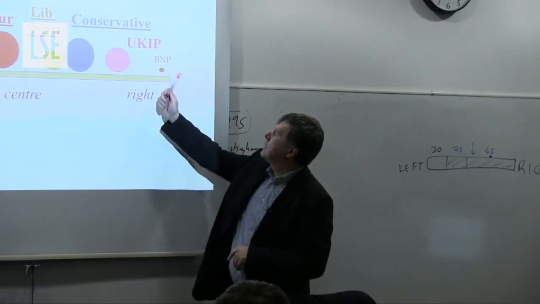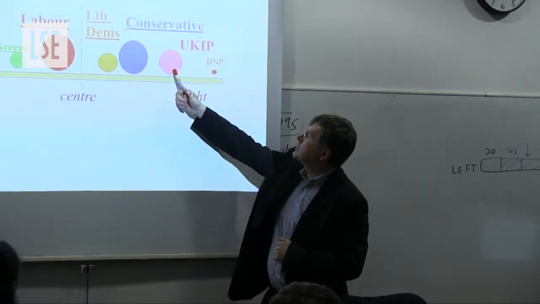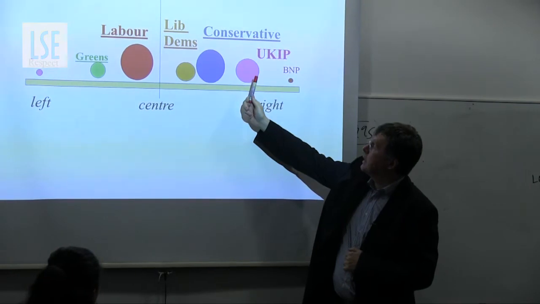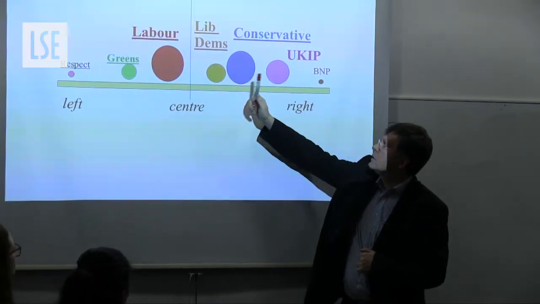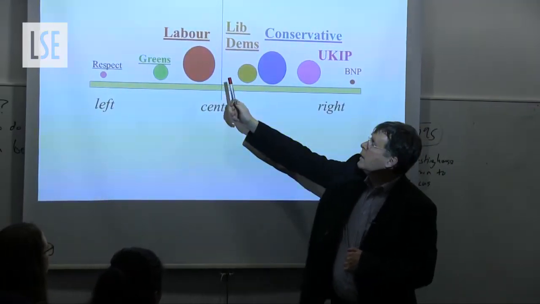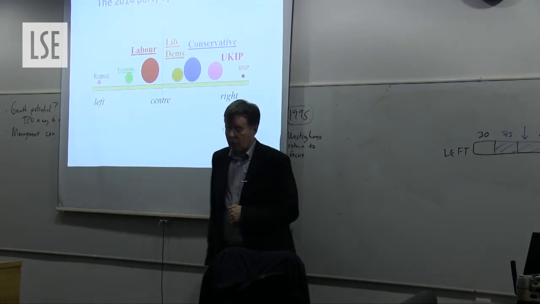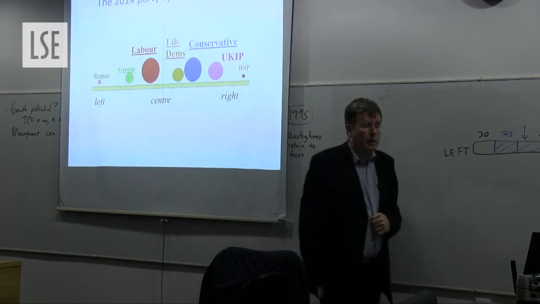So we've still got remnants of the British National Party. UKIP has got lots of MEPs and representation in the London Assembly, and now MPs. Conservatives, Liberal Democrats down, being squeezed a bit, Labour and the Greens doing well. Of course, we've still got one Respect MP in Parliament.